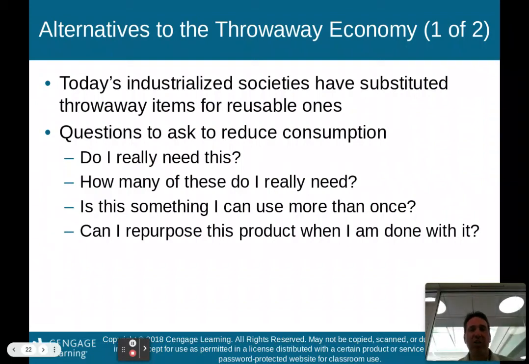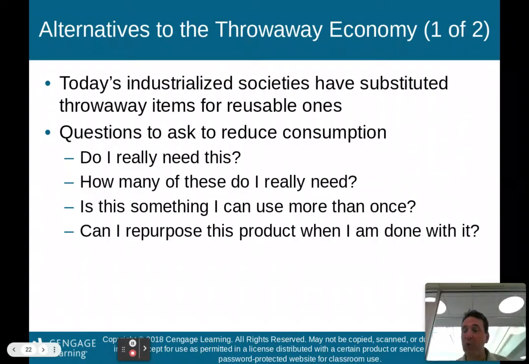The questions to ask to reduce consumption. These are the questions you need to ask yourself. Do I really need this product? How many of these products do I really need, right? So going back to the water bottle example, my daughter has 12 water bottles. 12. Why? I have no idea. Every time she goes out, she buys another water bottle. Maybe we don't need that many water bottles, right? Do we need many of those? Just got to need one. I don't know, but that's an example of how many do I really need.